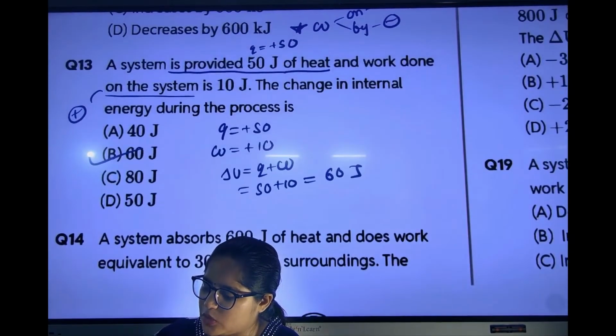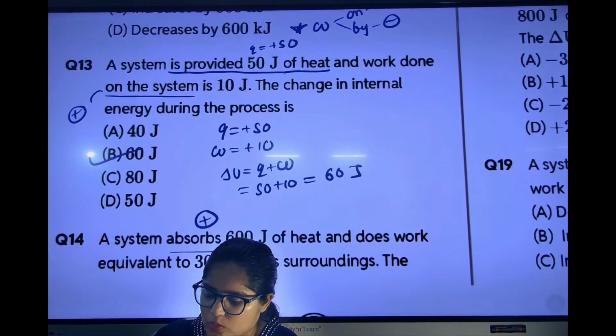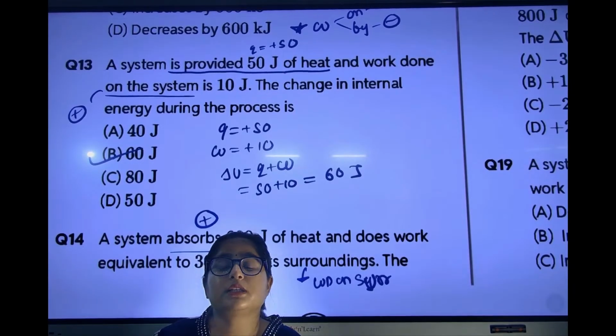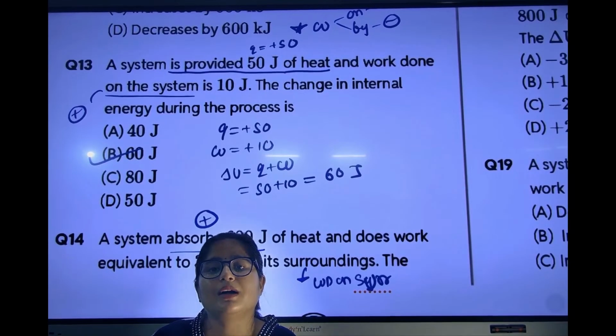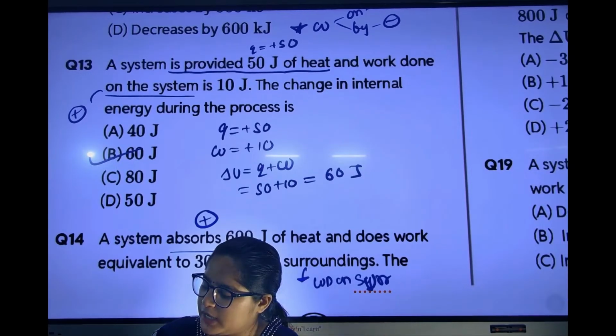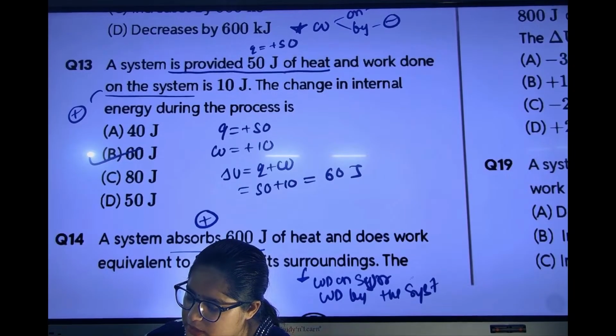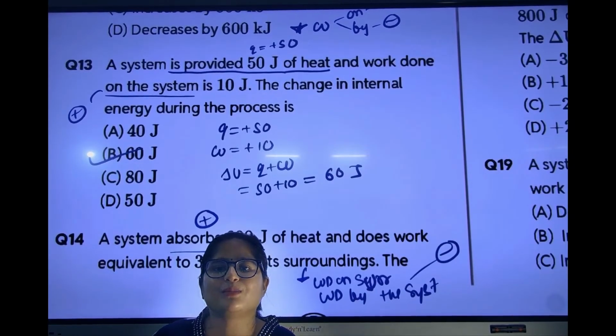A system absorbs 600 joule. Absorbing is positive only, heat is increasing. And it does work equivalent to 300 joule on its surrounding. So work done is on the surrounding. It means who is doing the work? The system is doing work on the surrounding. It is written work done on its surrounding, so who will do work on the surrounding? The system. It means work done by the system. So take work done negative. Don't take work done positive here.